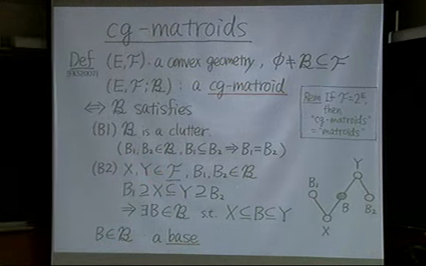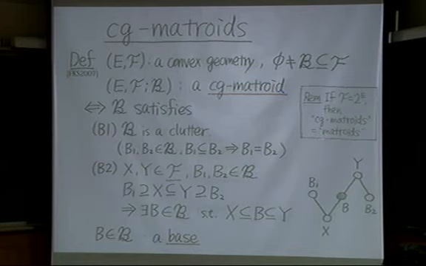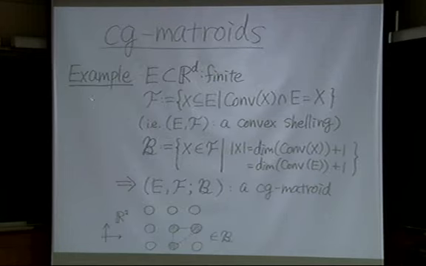And I remark that if the convex geometry is the trivial one, that means script F is equal to the set of all subsets of E, then this definition is completely equal to the axiom of ordinary matroids. So in this sense, CG matroid is a generalization of a matroid. And one more, we call an element in script B a base. This is the definition of CG matroids. Now we will see some examples of CG matroids.